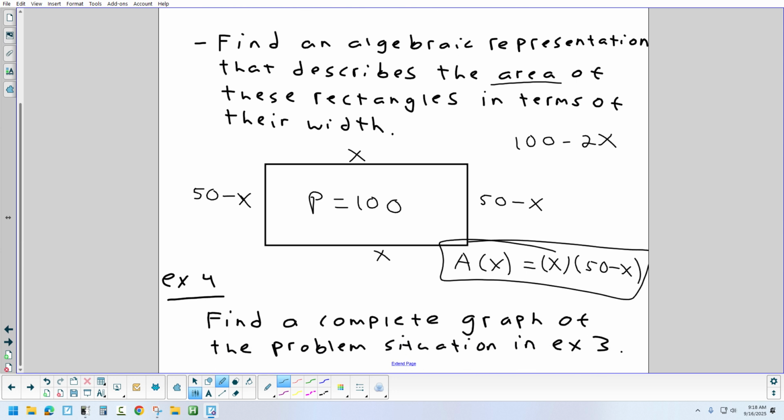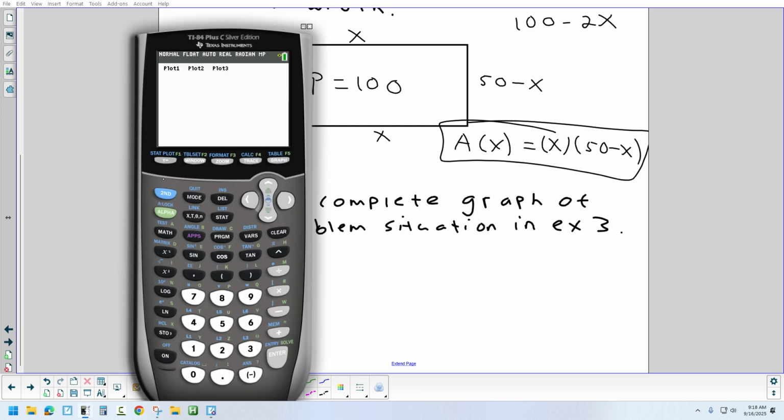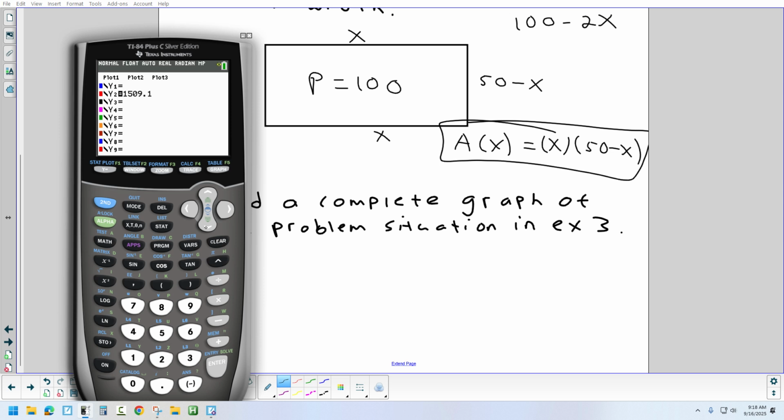And now it just says to find a complete graph. Right, so let's graph it. Let's clear that. Let's type in x times 50 minus x. Okay, x represents the length. Anybody tell me what kind of number does length have to be?